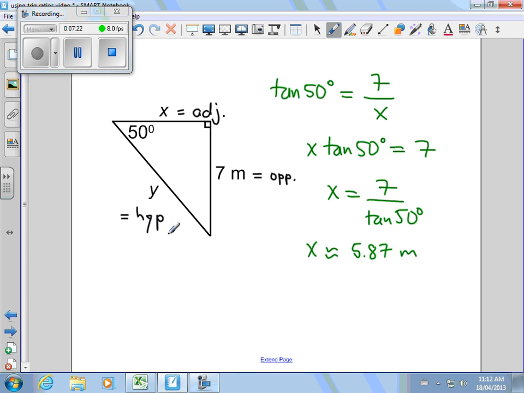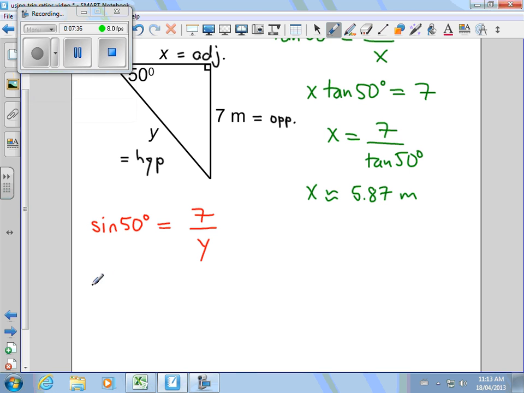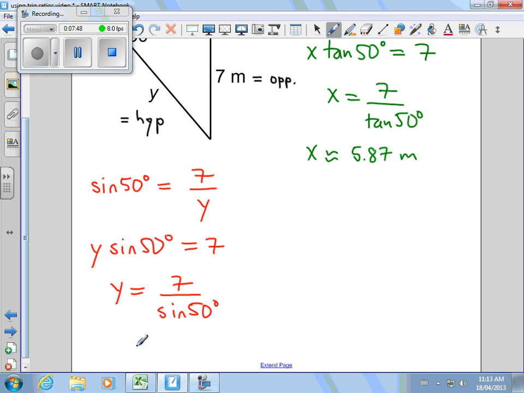Okay? And then lastly, if I want to find y, which is the hypotenuse, I'm going to use my given value again, opposite and hypotenuse. I remember that that is the sine ratio. So the sine of 50 degrees equals opposite divided by hypotenuse. Again, I have a variable in the denominator. I'm not going to panic. Nice and easy. y times the sine of 50 equals 7. And then y equals 7 divided by the sine of 50 degrees. A little punch into my calculator, and I have that y is approximately 9.14 meters.